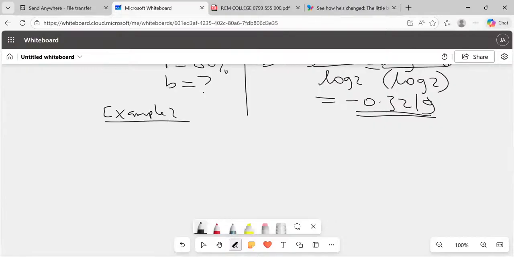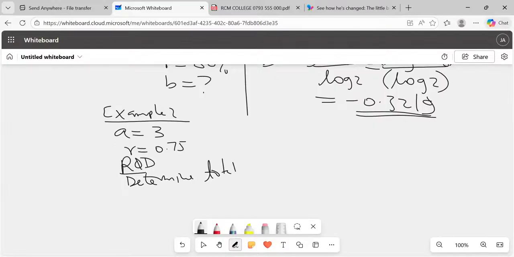So example two, what do we have? We have A. A is 3. We have R, which is 75%. And then we are required to determine total time of producing the first 10 units. Of course, the moment I see the language of A and the language of R, I know that they want me to use learning curve. Learning curve will be our LC. So determine total time of producing the first 10 units.